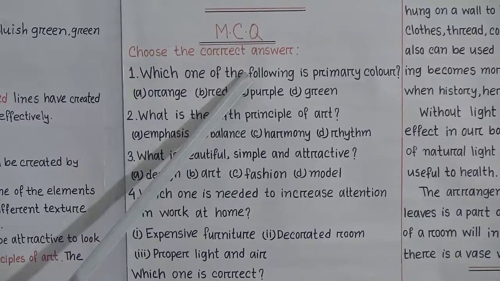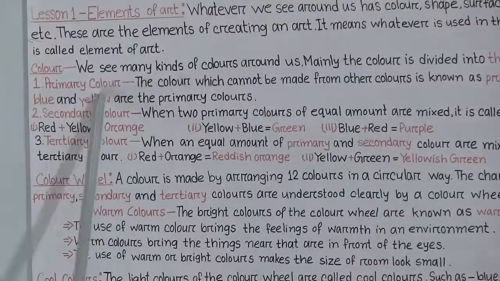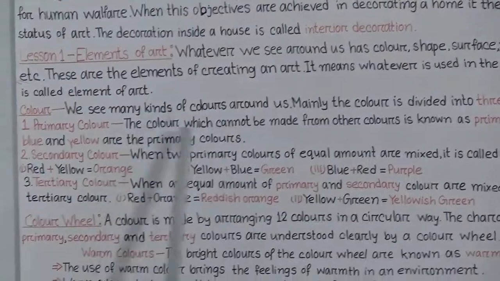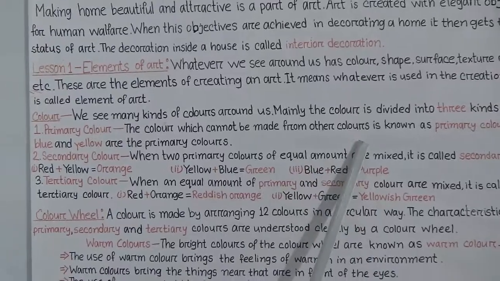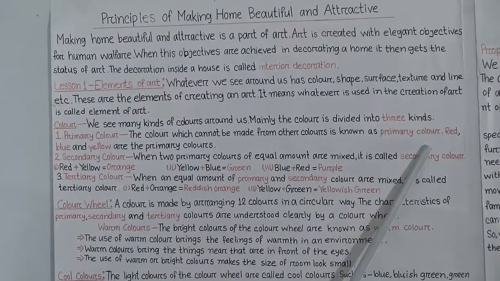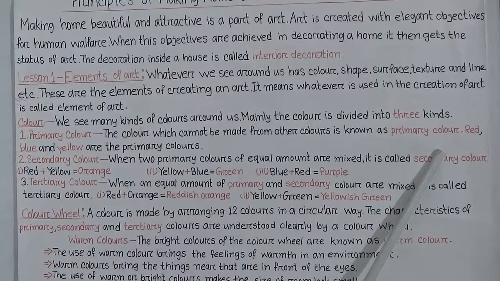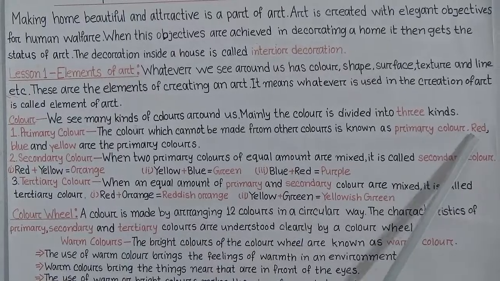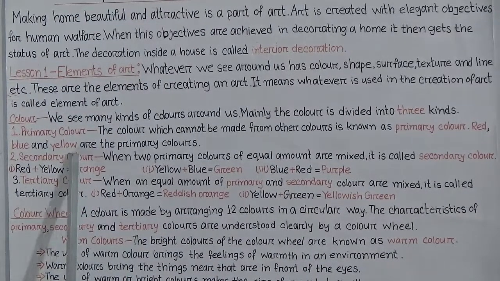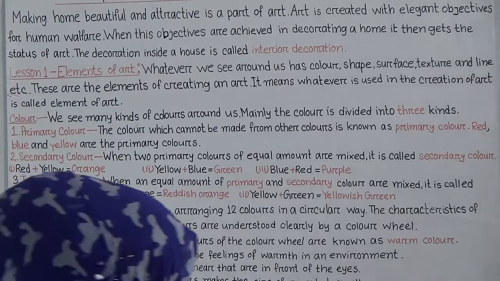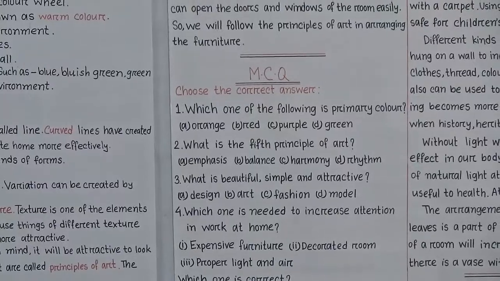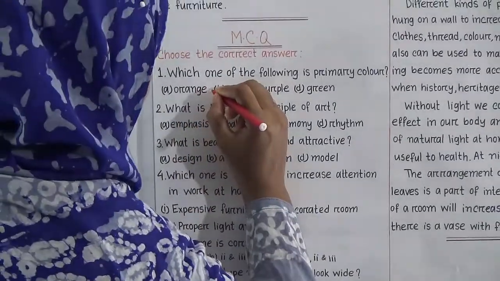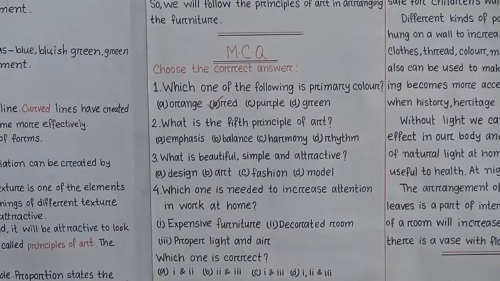Students, in our earlier class, we have learned about primary color. Can you remember what is primary color? The color which cannot be made from other colors is known as primary color. And there we find three primary colors. They are red, blue, yellow. So in our options we find red among red, blue and yellow. So the correct answer will be option B. That means red. Red is the primary color.